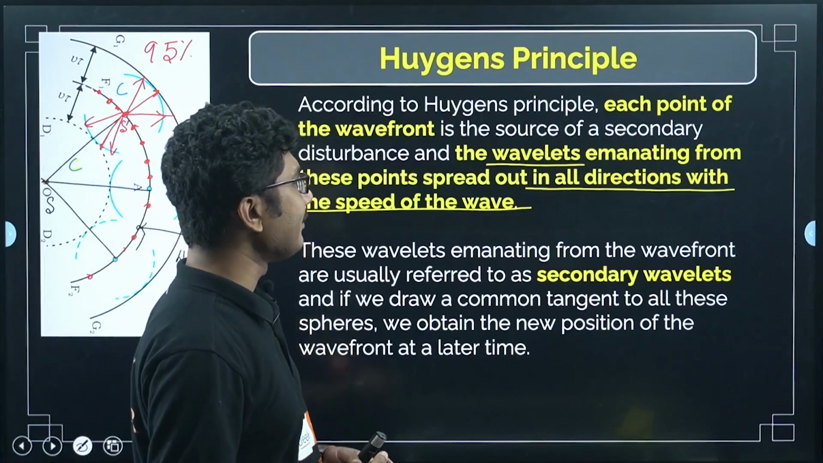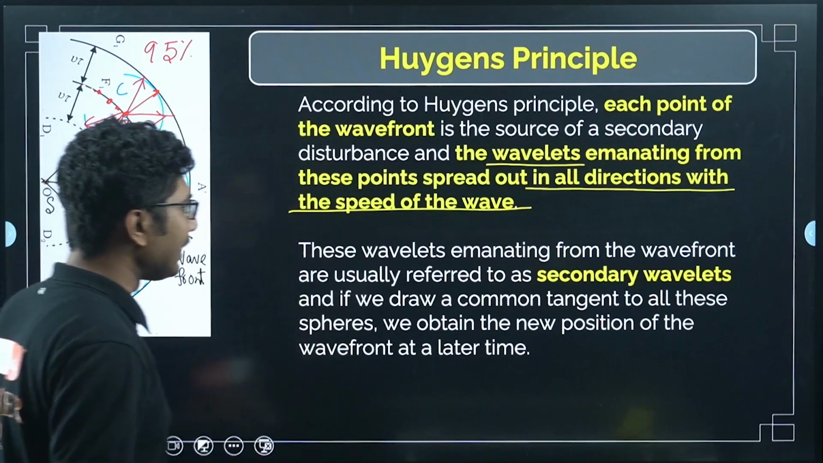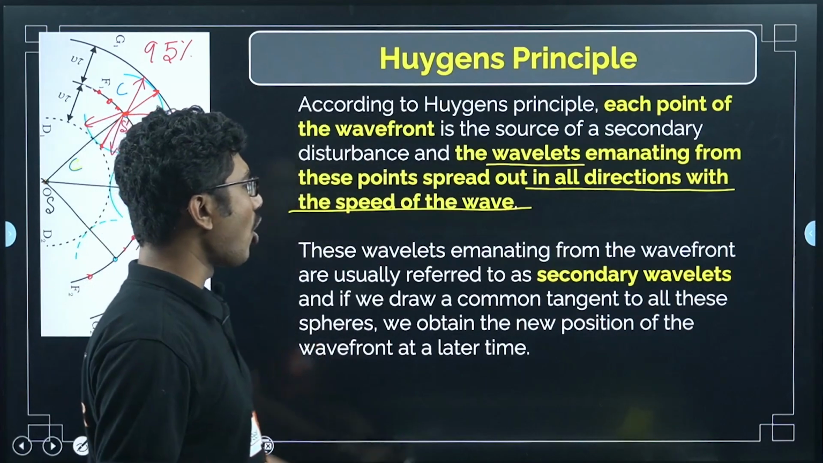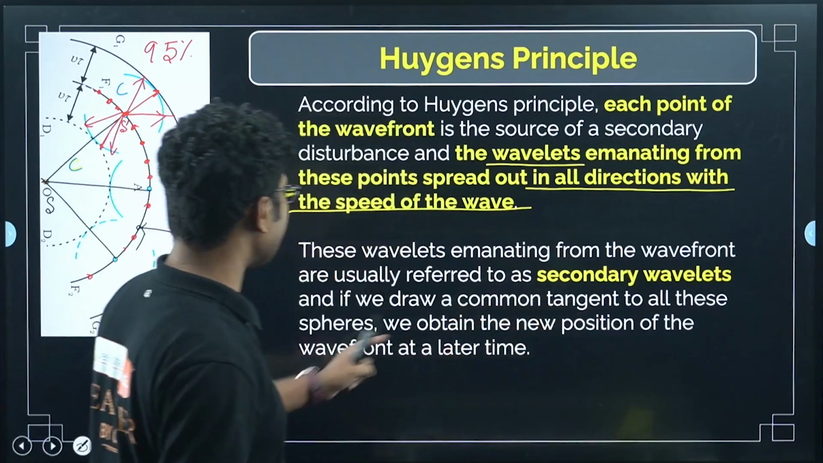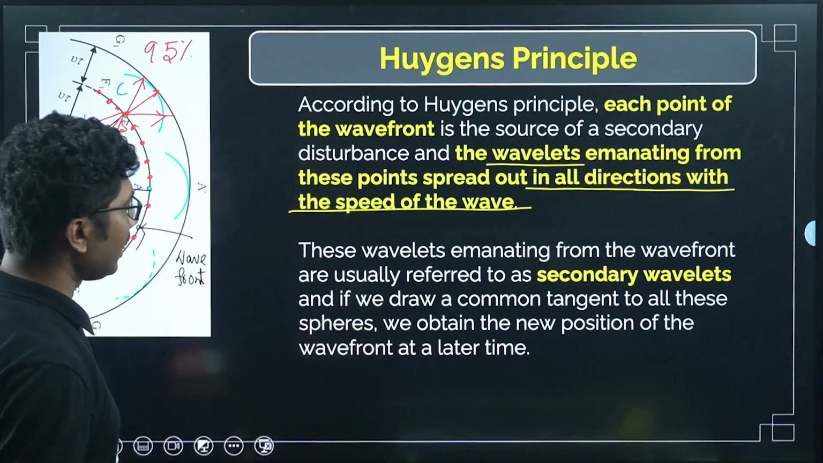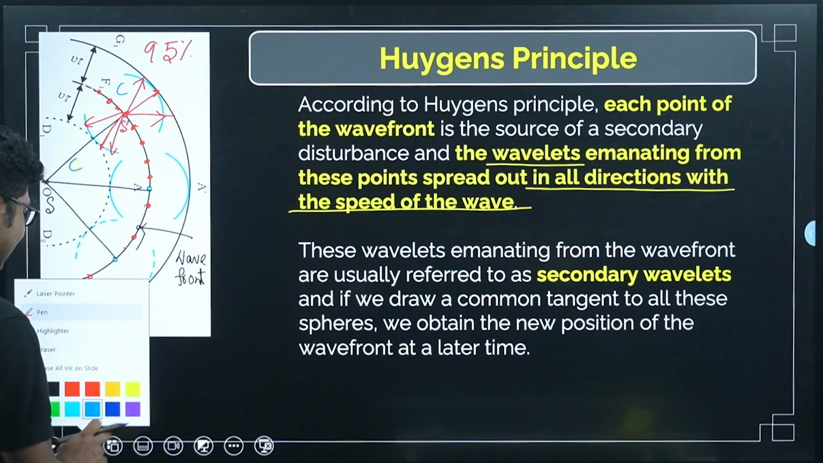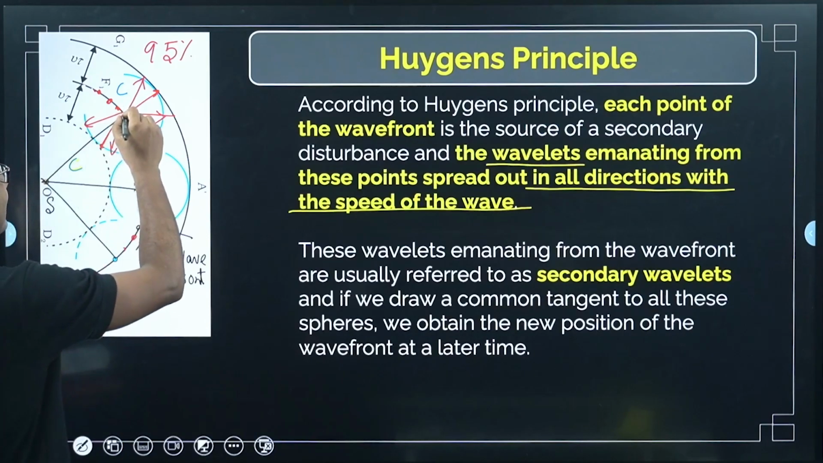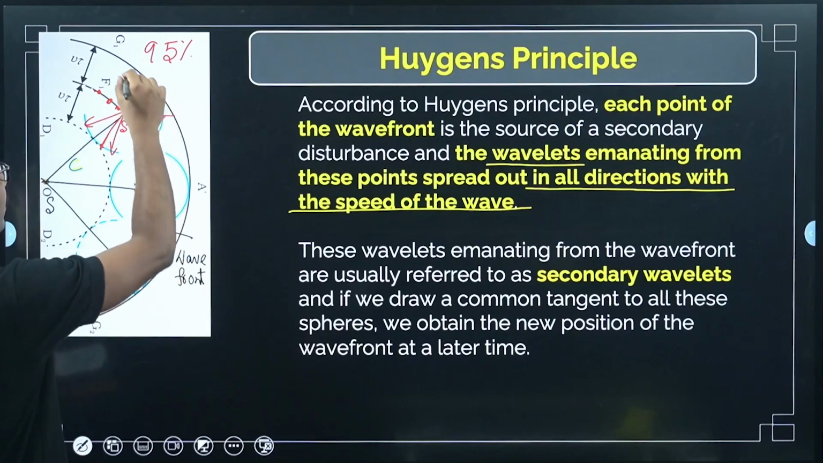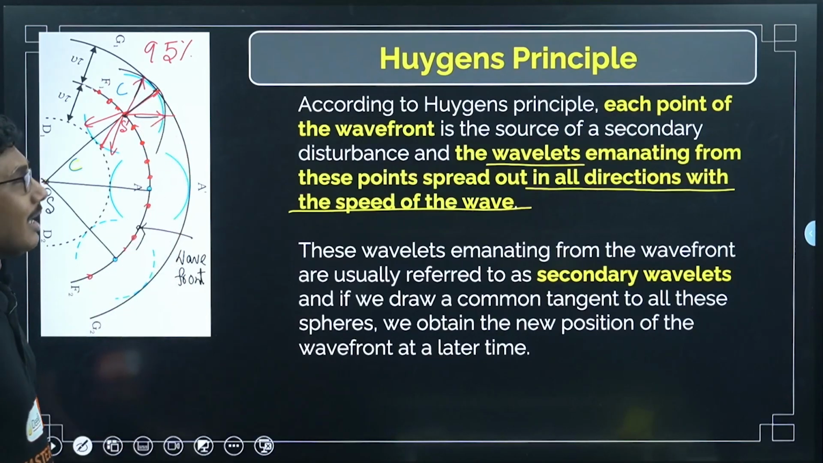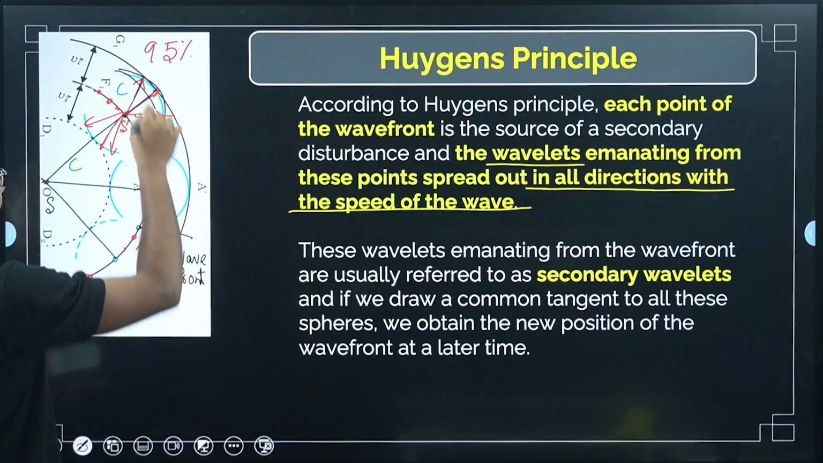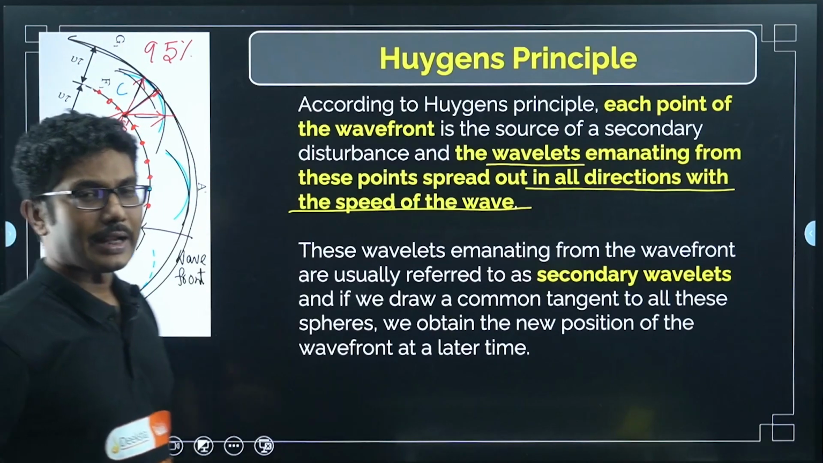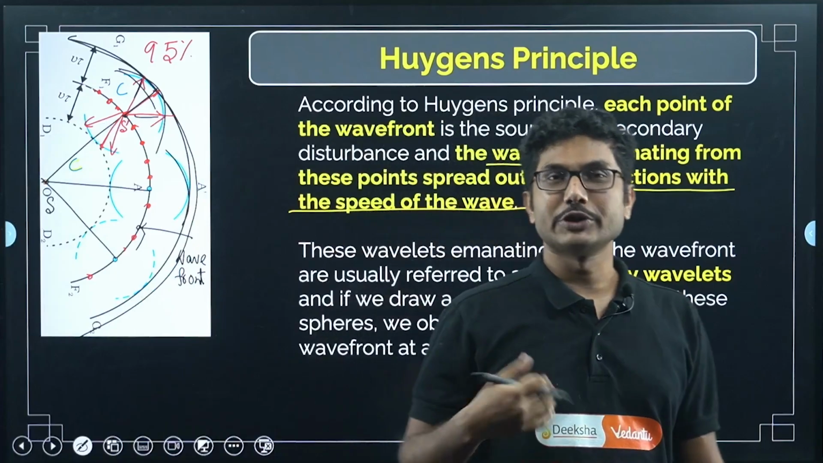Now these wavelets emanating from the wavefront are usually referred to as secondary wavelets. If we draw a common tangent to all of these spheres, we obtain the new position of the wavefront. So this was the secondary wavelet, with light traveling in all possible directions. Now if we draw the tangent on that, when all of these secondary wavelets meet and you draw a tangent to that, you get the new position of the wavefront.